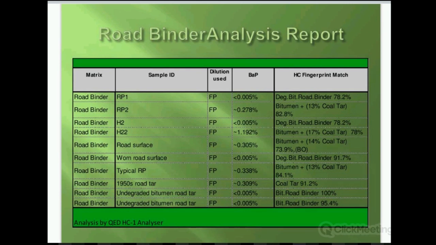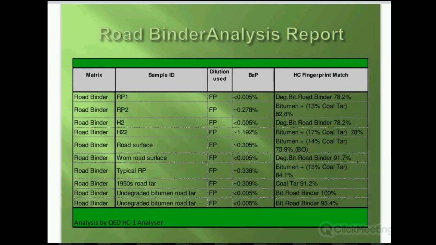So basically, this is the report that the QED would generate. Because it's doing the road binder analysis, you can see that if it identifies degraded bituminous road binder, you don't find much benzo[a]pyrene. But as soon as you find some coal tar in there, the system works out what percentage of benzo[a]pyrene is in that coal tar. In this case, 0.278%, which is above the 0.005% that is within the regulations of WM3.